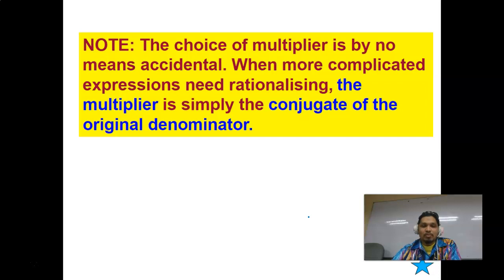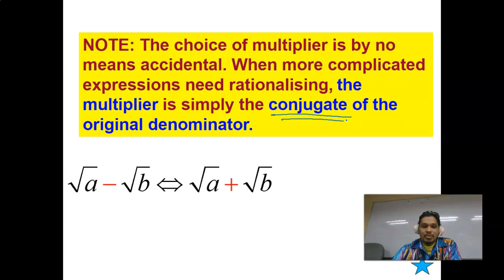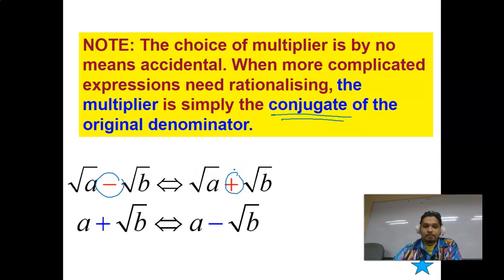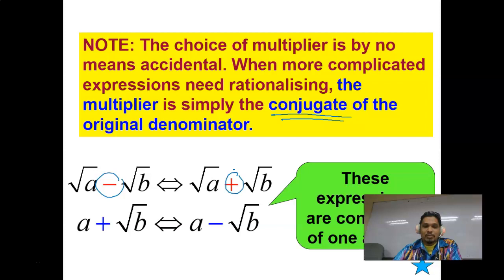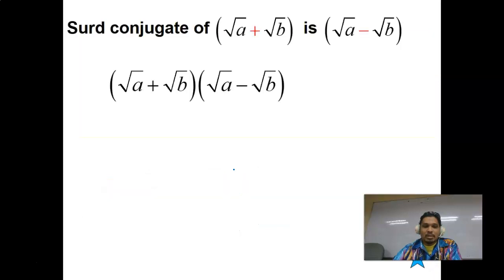When more complicated expressions need rationalizing, the multiplier is simply the conjugate of the original denominator. So the conjugate of square root of A minus square root of B is square root of A plus square root of B. We change the sign from negative to positive, and also from positive to negative. These expressions are conjugates of one another.